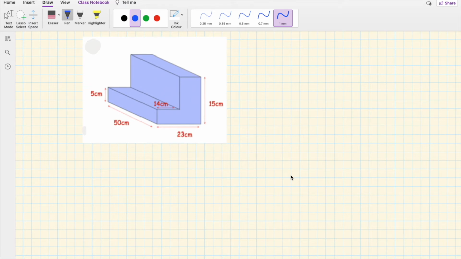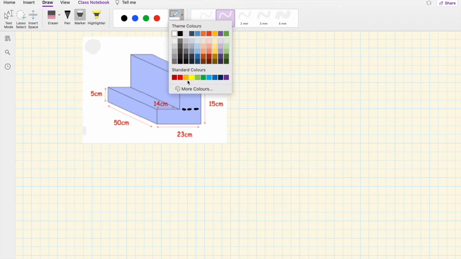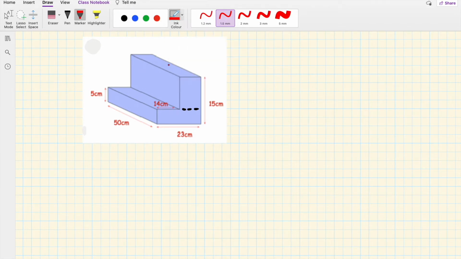For example, I'm going to show you how to find the surface area of this 3D shape. The first thing we need to do is split the front face, which is like a backwards L shape, into two separate rectangles. I'm going to split it this way. Then I'm going to use different colour highlighters to represent the parts that I'm talking about. So I'm going to start off with this top face over here.